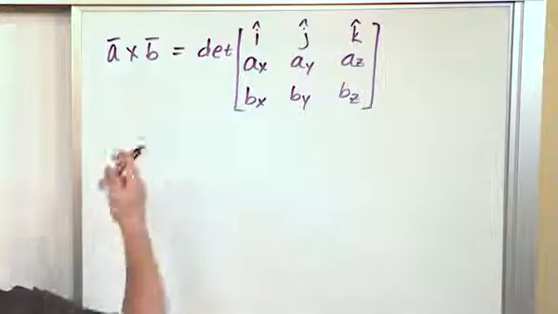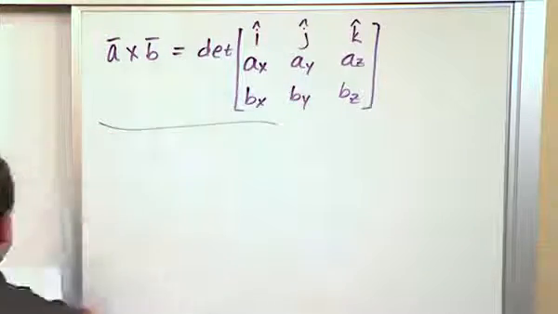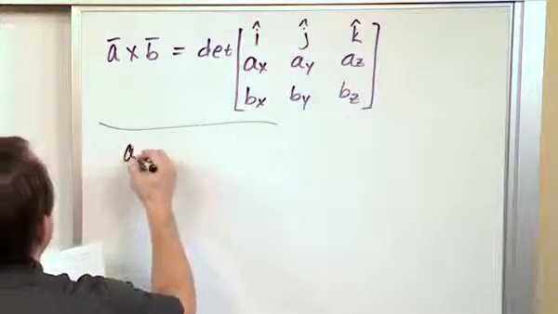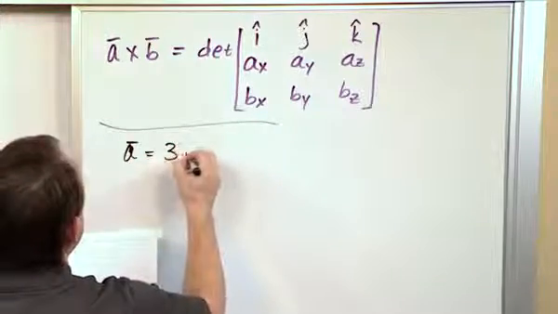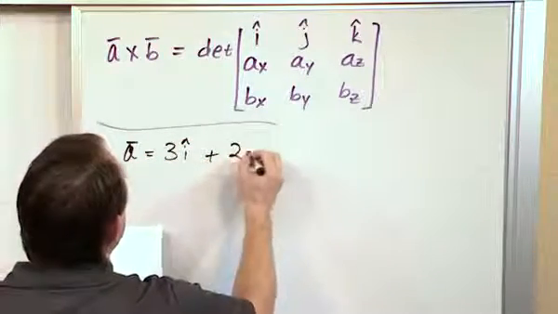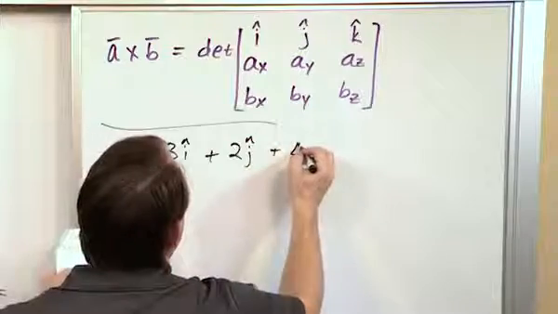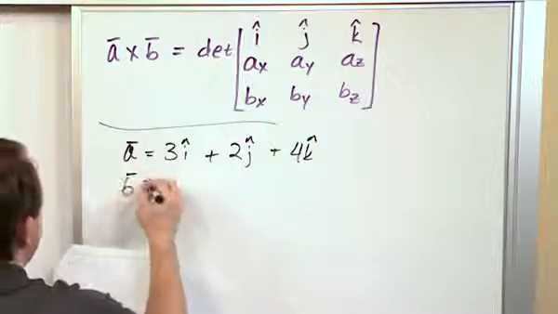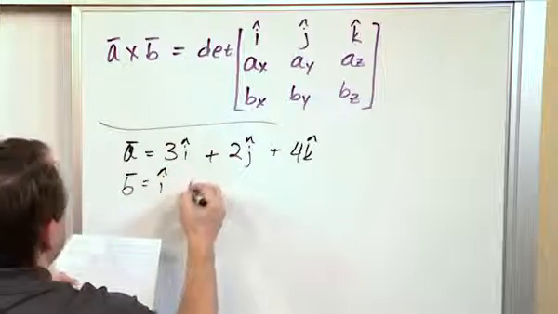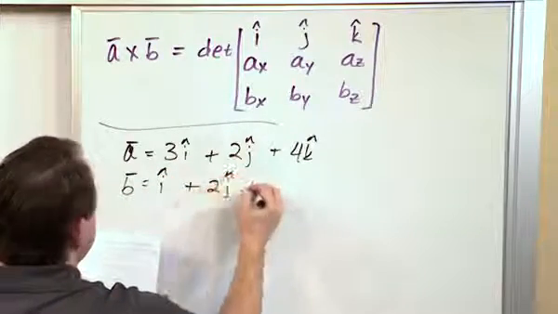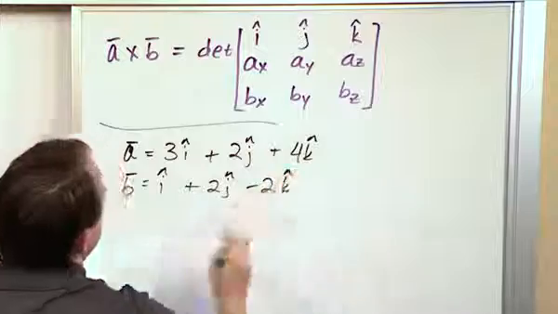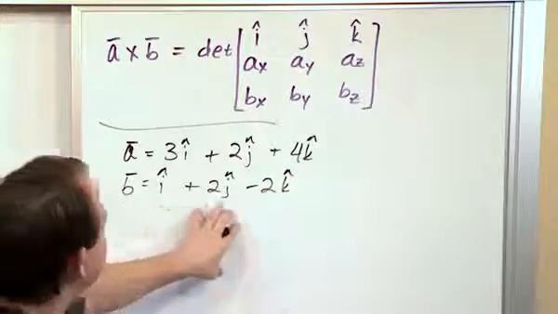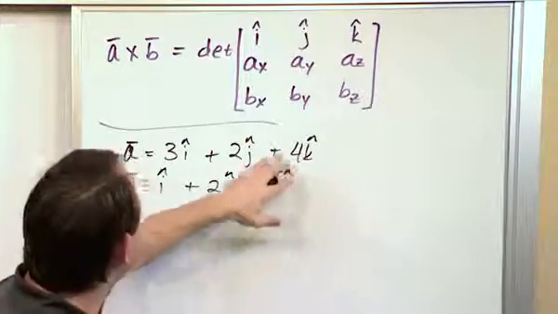So let's just cut to the chase. Let's say you were given on a test that your A vector was 3 in the i direction, plus 2 in the j direction, plus 4 in the k direction. This is the x, y, and z components. And your B vector was simply 1 in the i direction, plus 2 in the j direction, minus 2 in the k direction. So these are the 2 vectors that you have, the x, y, and z components of each one of them.